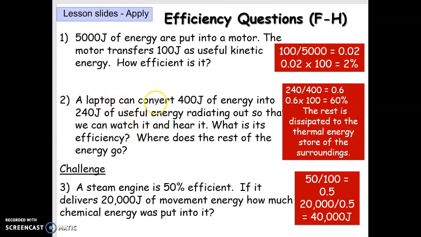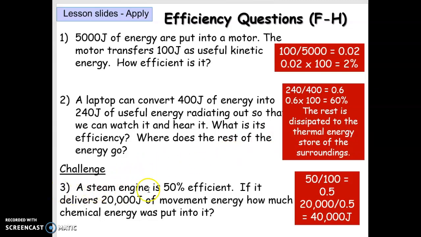All right then. Laptop converting 400 joules of energy into 240 joules of useful energy radiating out so that we can watch and hear it. What is its efficiency? 240 then, divided by 400, bigger number on the bottom, remember, equals 0.6. That's the efficiency. If you do convert it into percent, remember to put the percentage sign. Where does the rest go? Dissipated to the thermal energy store of the surroundings. That's what I told you. That's a useful exam sentence.